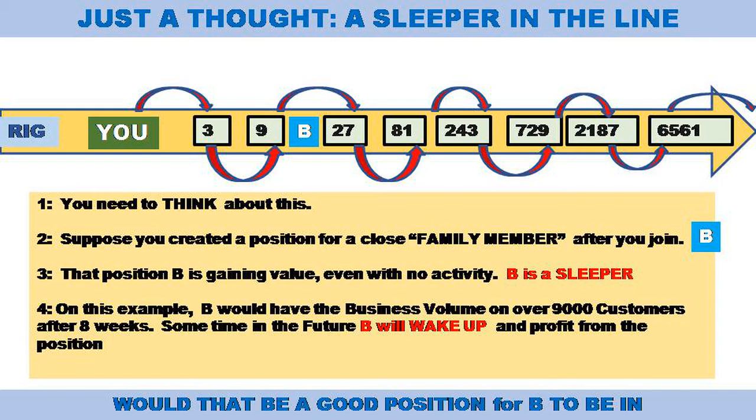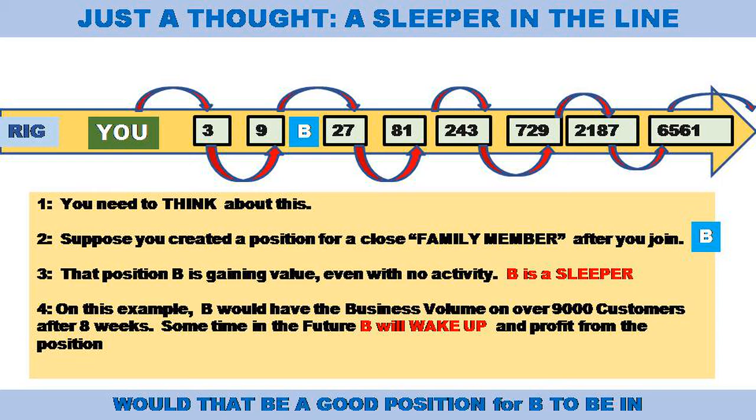I'm calling this slide Sleeper in the Line. Remember we said there's a really big advantage to being in the line, especially early on. Let's imagine you've just started. You've been in for a couple of weeks and you can see the progress. You need to think about this. Suppose you created a position for a close family member. Just as an example, it could be your wife. That position labelled B in the diagram is gaining value even if there is no activity. I'm calling that position a sleeper. So B is a sleeper.